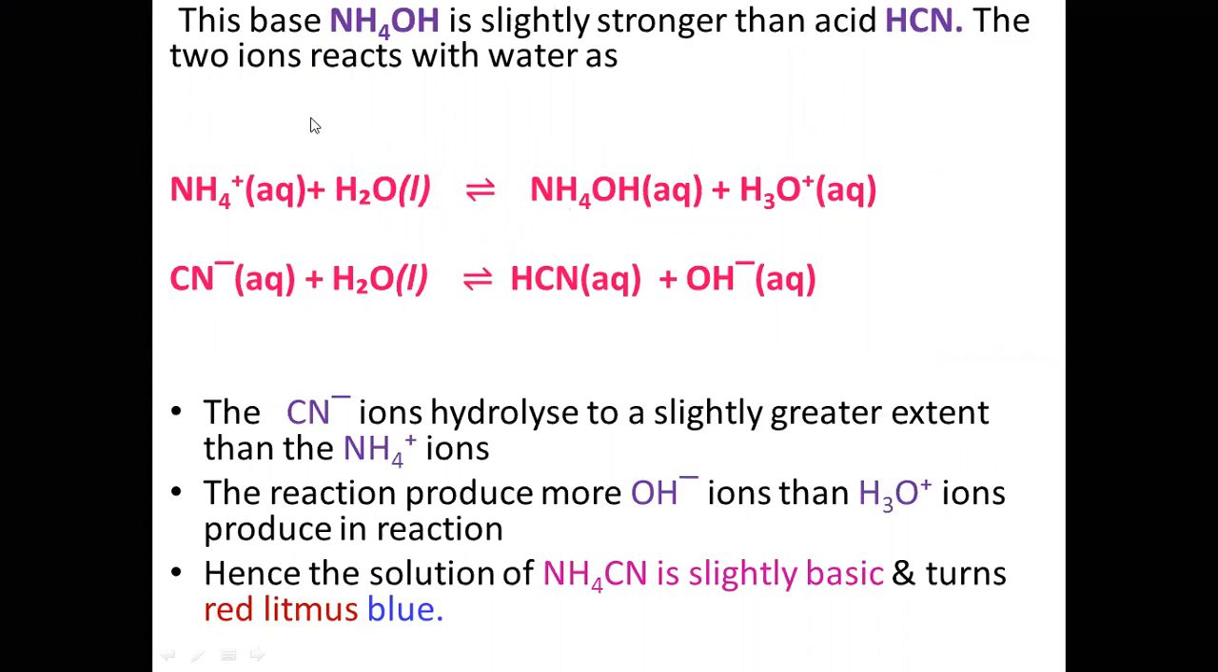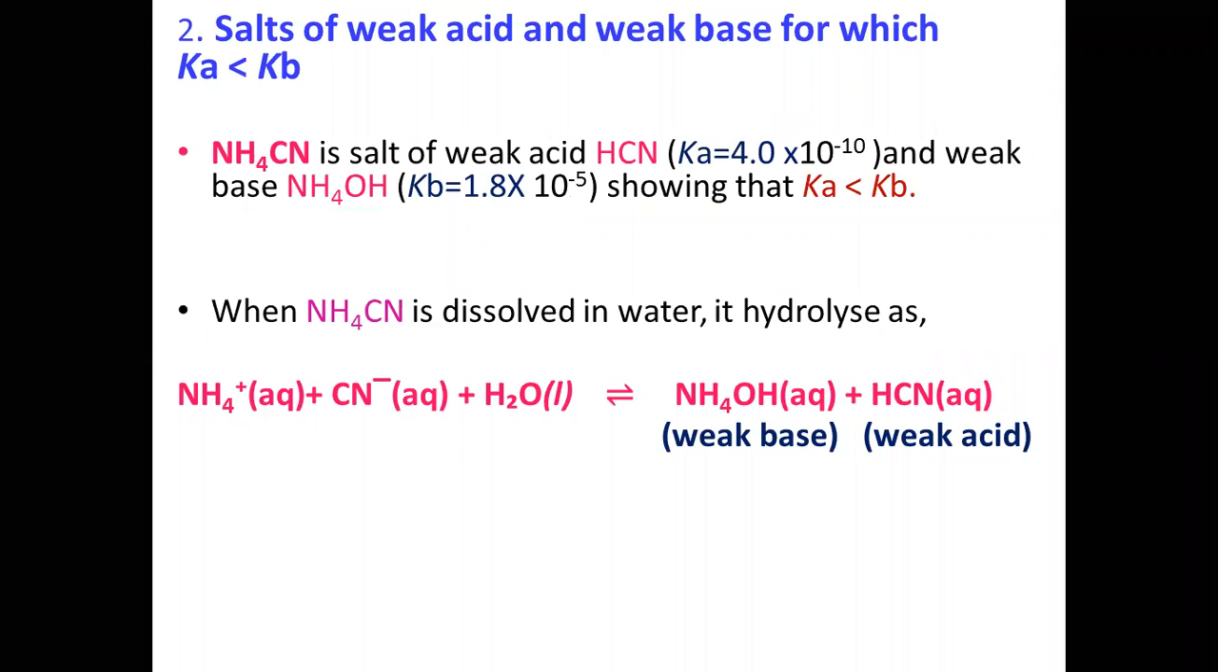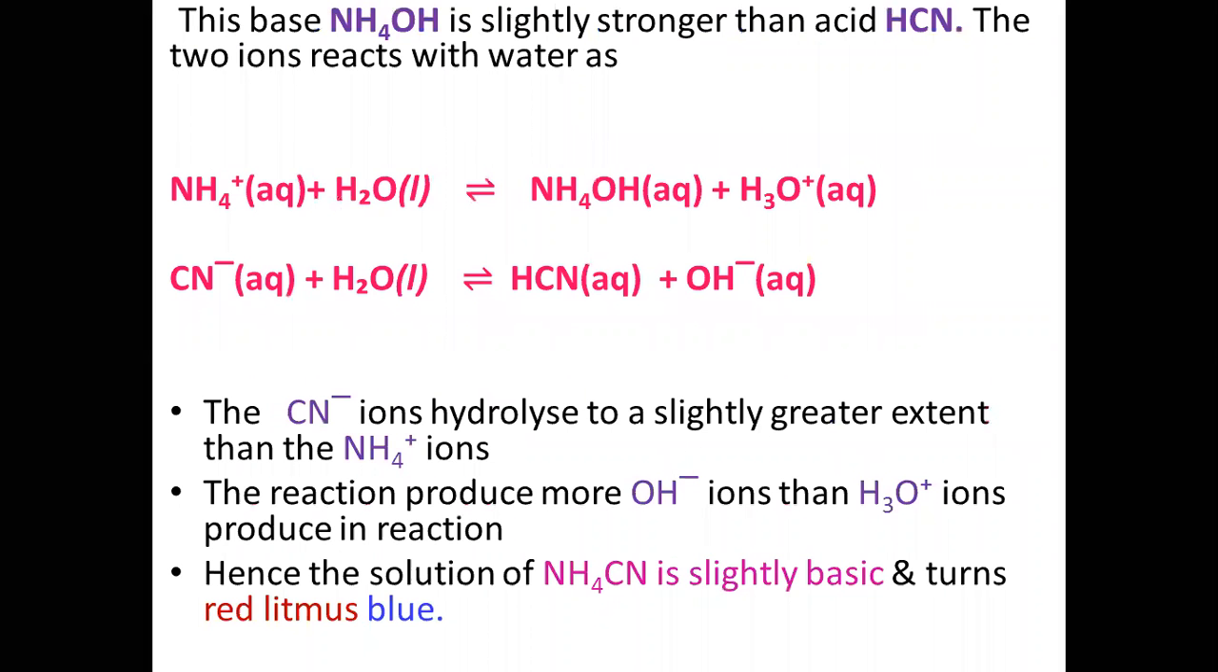Now this base NH4OH, whose Kb value is greater than Ka. On the basis of that, we can conclude the value of Kb is greater than the value of Ka. So we can conclude the NH4OH is just slightly stronger than the HCN, right? NH4OH as a base will be slightly stronger than HCN, that means hydrogen cyanide. So hydrogen cyanide is weak, and as we know, the weaker one undergoes more hydrolysis, correct? So here you can see, this base NH4OH is slightly stronger than acid HCN.